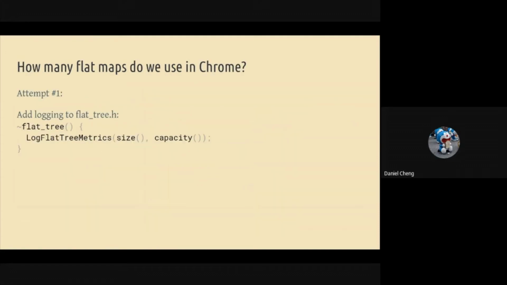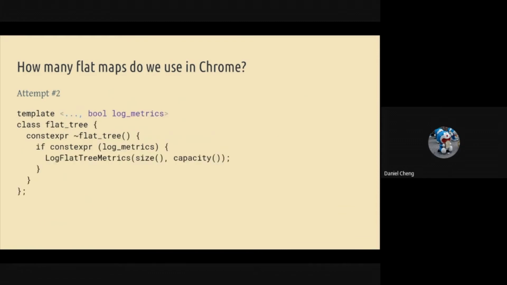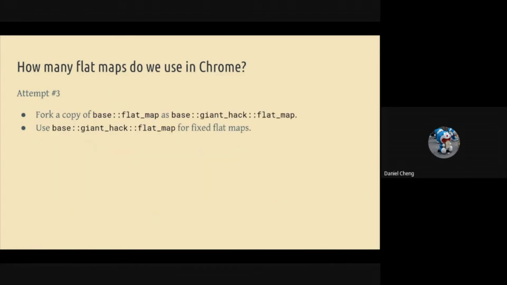Moving on, how do we get an idea about memory usage? What if we just add some simple logging? Turns out this breaks lots of things. In particular, flat_tree itself needs to be usable in a constexpr context for things like fixed_flat_map. What if we use templates? This also doesn't work. Destructors can't be constexpr until C++20. Instead, I decided to just use a giant hack where I make a copy of the code for constexpr containers and instrument the original. And some preliminary results.